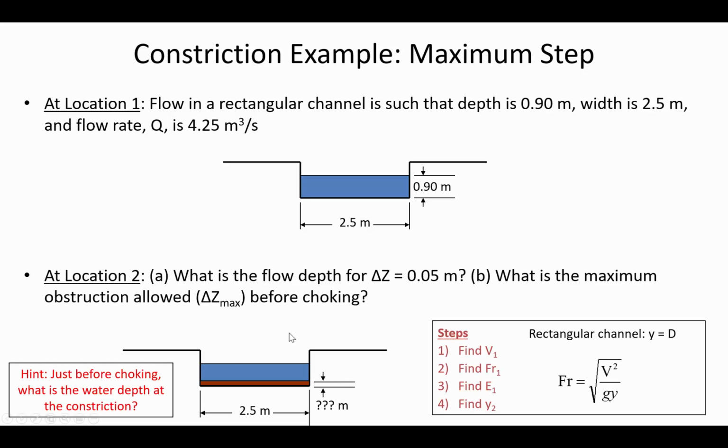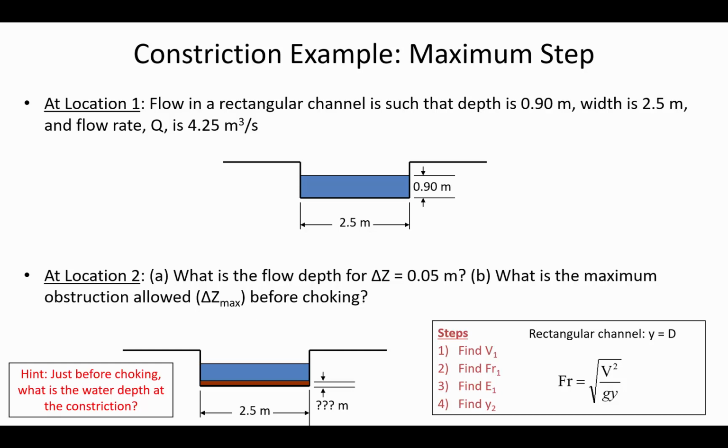Now at location 2, we're going to find out the new flow depth when there's this step up, so a delta Z of 0.05 meters, and then we're going to solve for how big could the obstruction be before choking. So that's kind of the maximum allowable delta Z. And what I say is, just before choking, the water depth at the constriction is going to be the critical depth. So in the second part of the problem, in part B, we will say, let's make it so that Y sub C is the downstream depth, and now the unknown becomes delta Z.